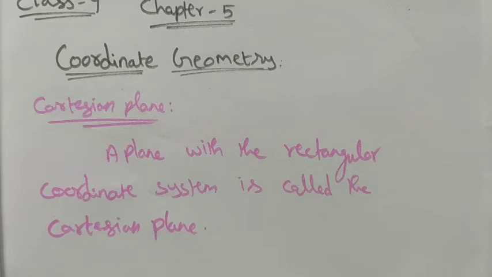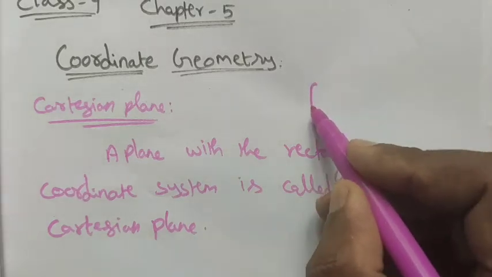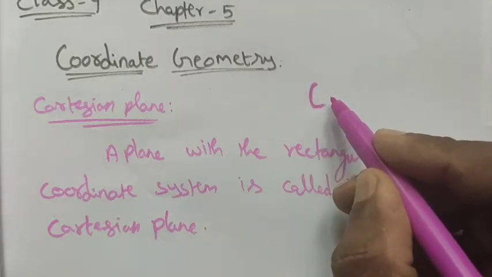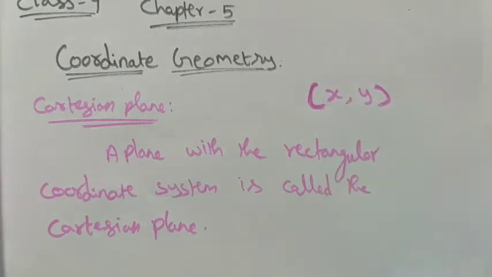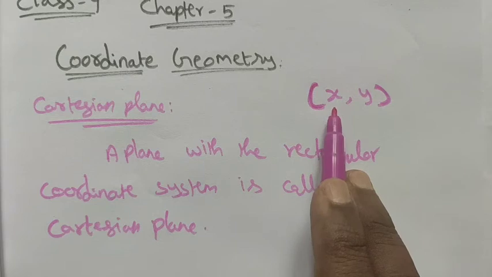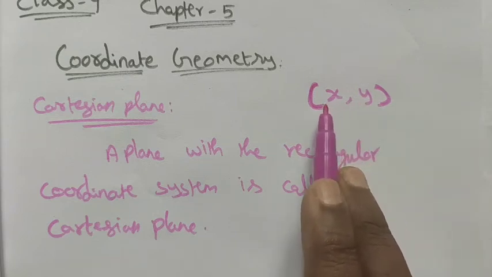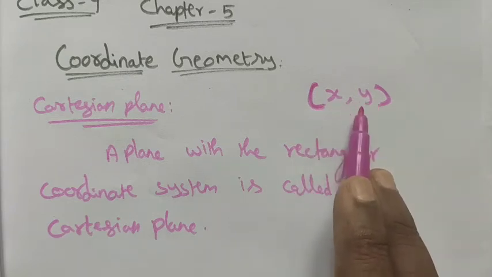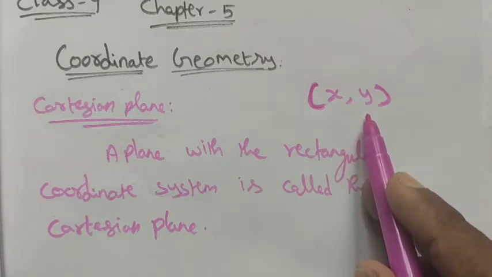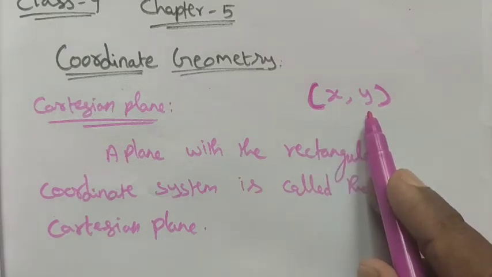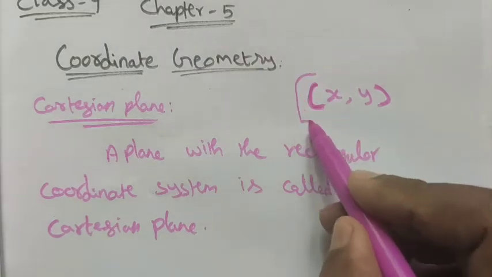The points are written with x and y, and we have to use the bracket. We have to write the points in this method. These points are called coordinate points, in the form x comma y. Let's recall what we learned in the lower classes.